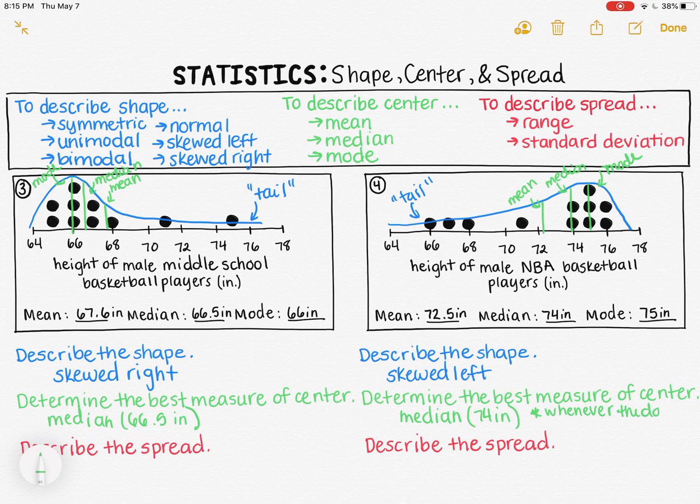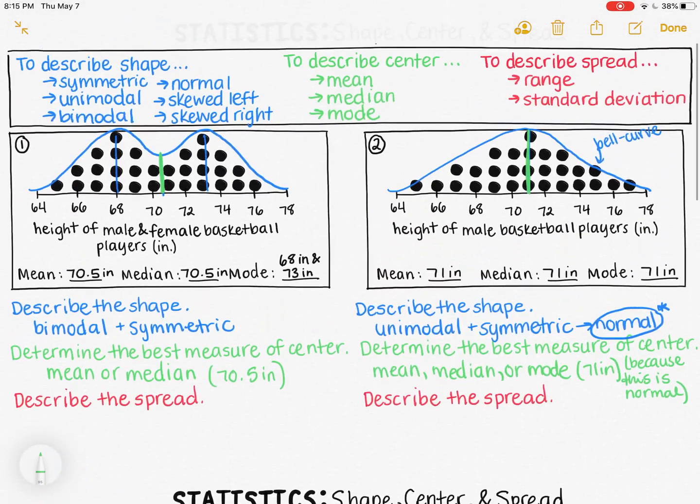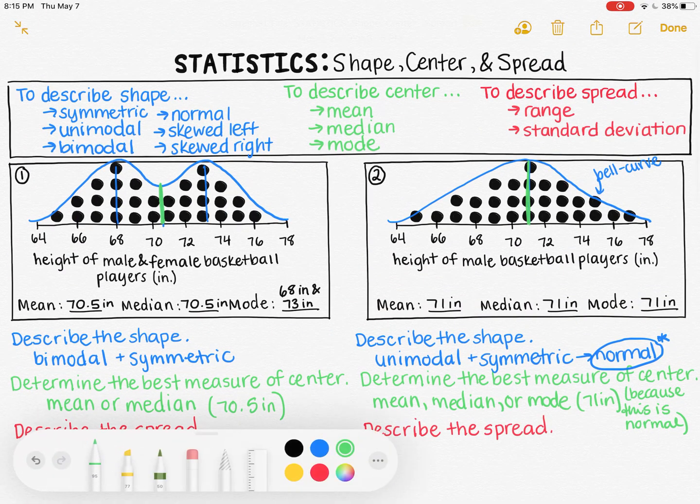So an important note is that whenever the data is skewed, the median is the best measure of center. So anytime you have it either skewed left or skewed right, you should always use the median to describe the center of the data because the mean is too impacted by the tail and the skew. The mode doesn't show the skew happening at all. It's just staying at that peak. So median is always the best.